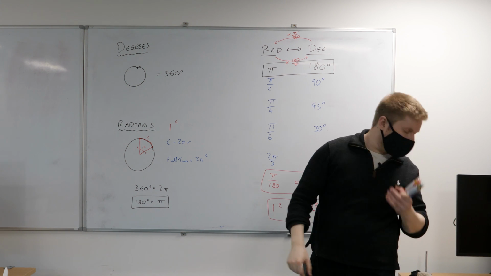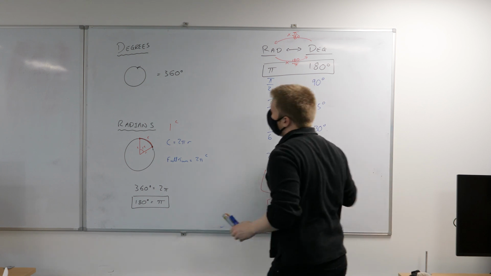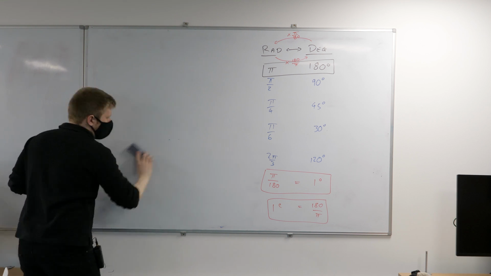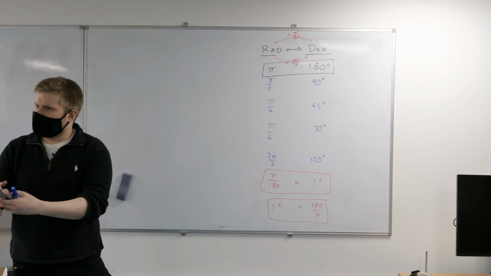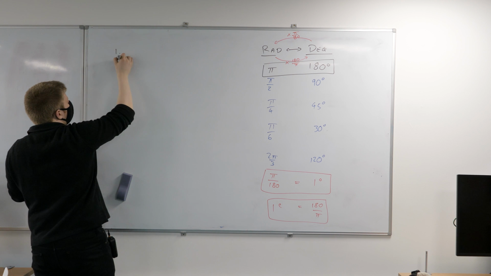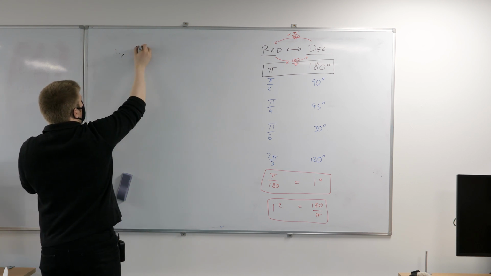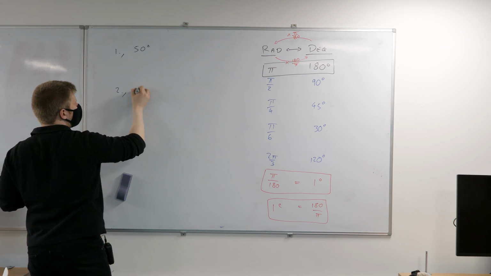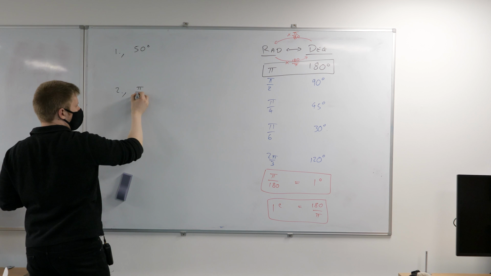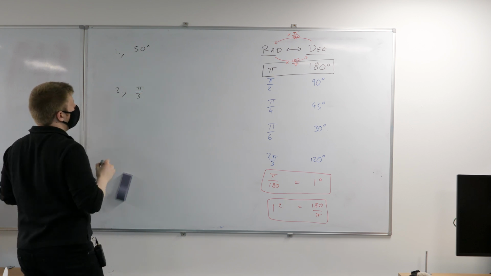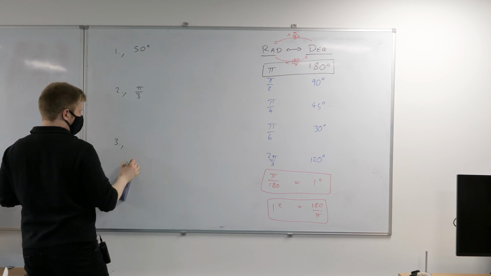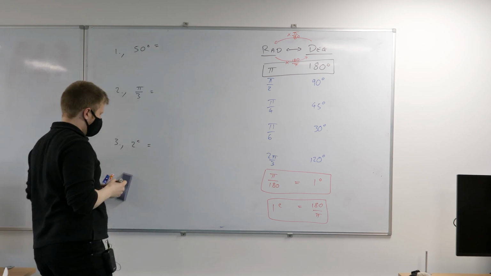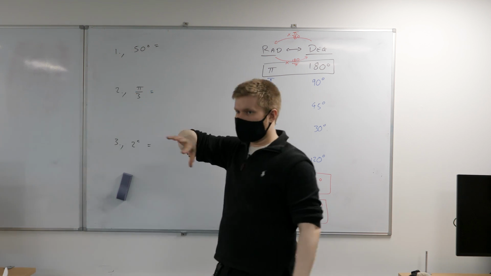Okay, good. So can I ask you, just for 2 minutes, to convert these? Whatever I give you, I want you to convert it to the other angle measurement. So number 1, can I ask you to convert 50 degrees into radians? Number 2, can I ask you to convert pi by 3 into degrees? Number 3, can I ask you to convert 2 radians into degrees as well for me? Okay, so 50 degrees, convert that to radians.